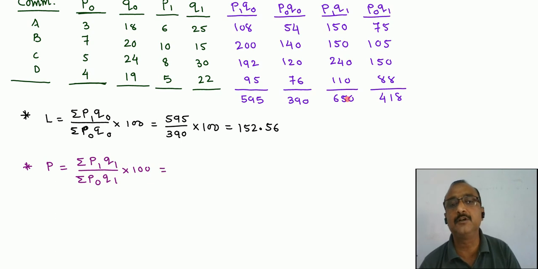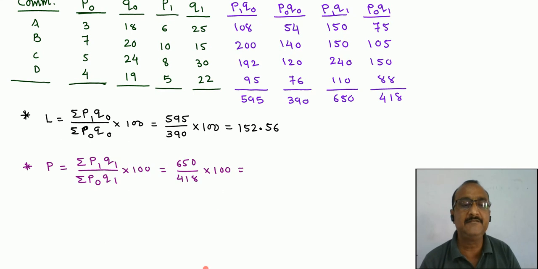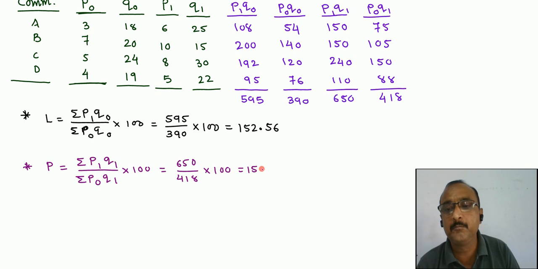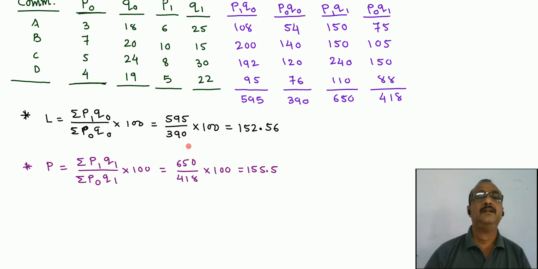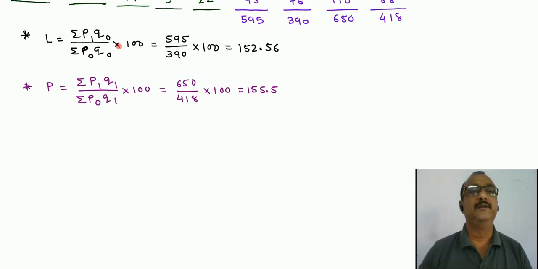It is equal to total of third column, 650 upon 418, into 100, which is equal to 155.5.